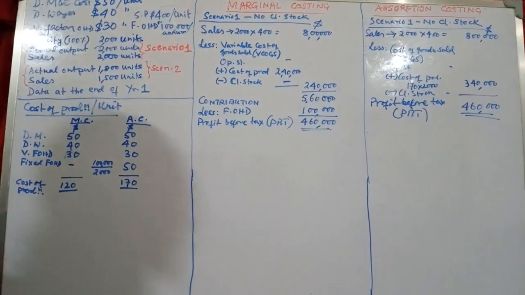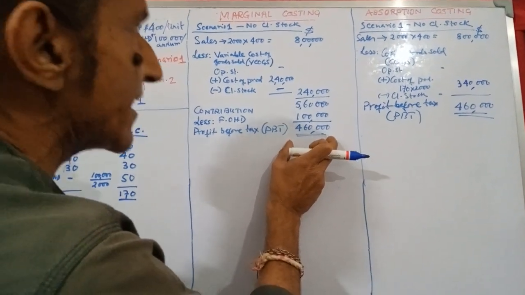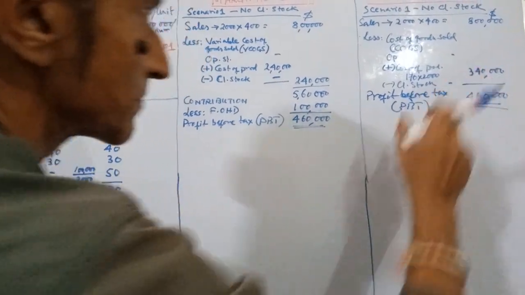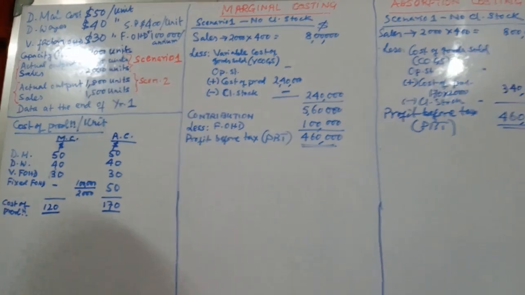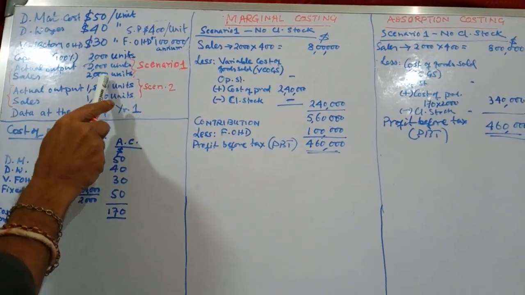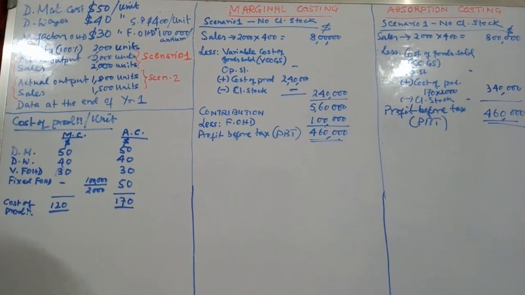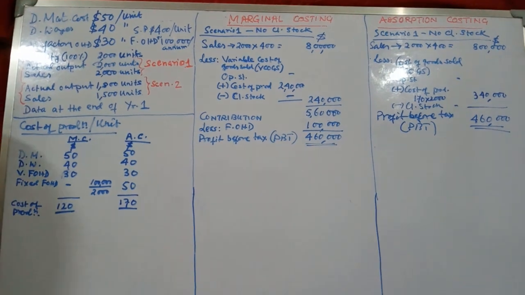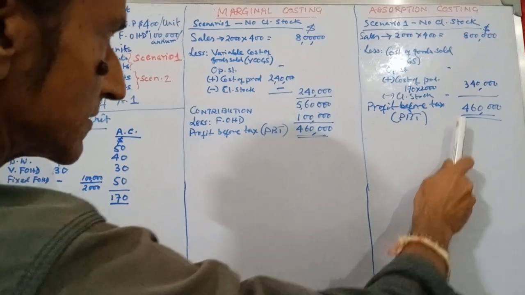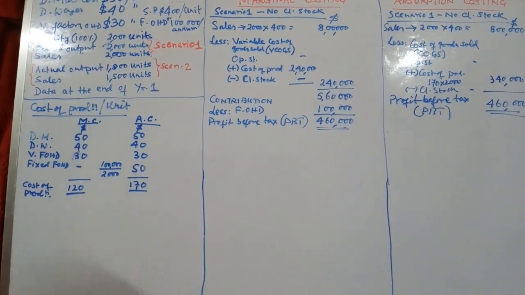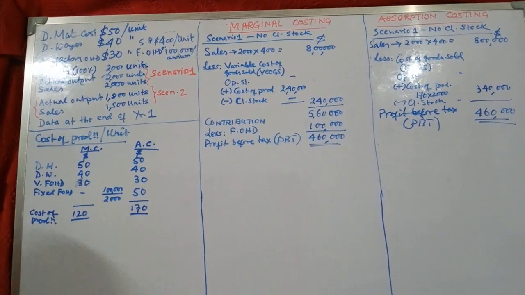Now you see, profit under marginal costing is same as profit under absorption costing. Why has this happened? This has happened because there is no opening or closing stock. If there is no opening and closing stock, then the profit as per marginal costing will be exactly equal to the profit under absorption costing. Profit will differ if there is closing stock and opening stock. Okay.